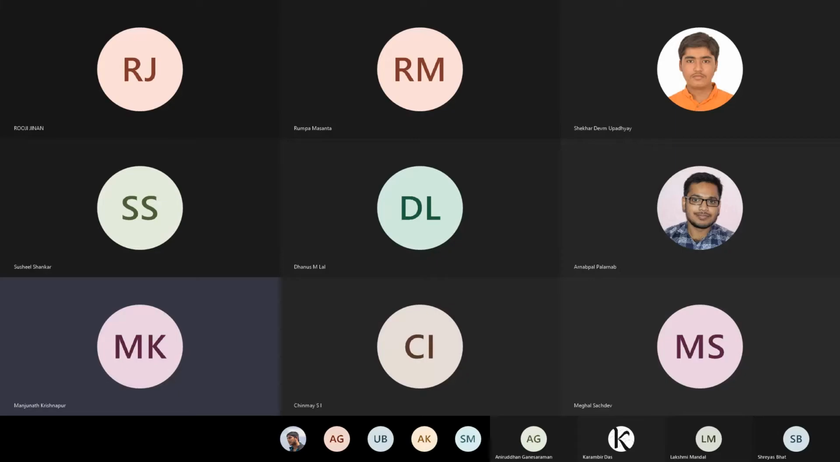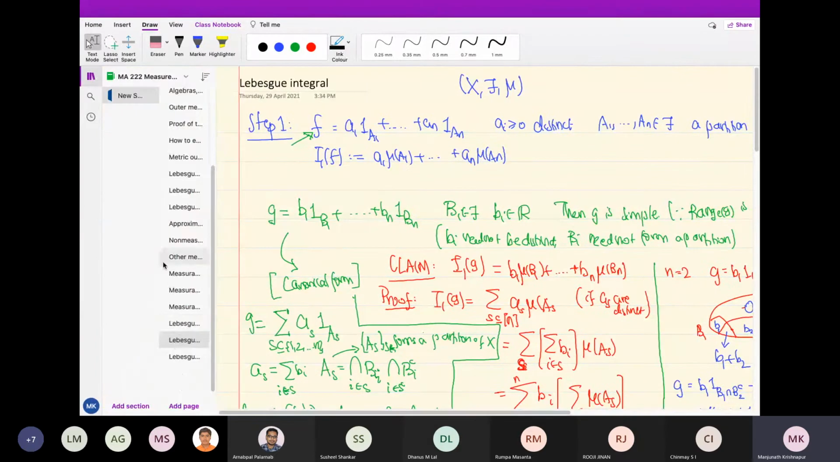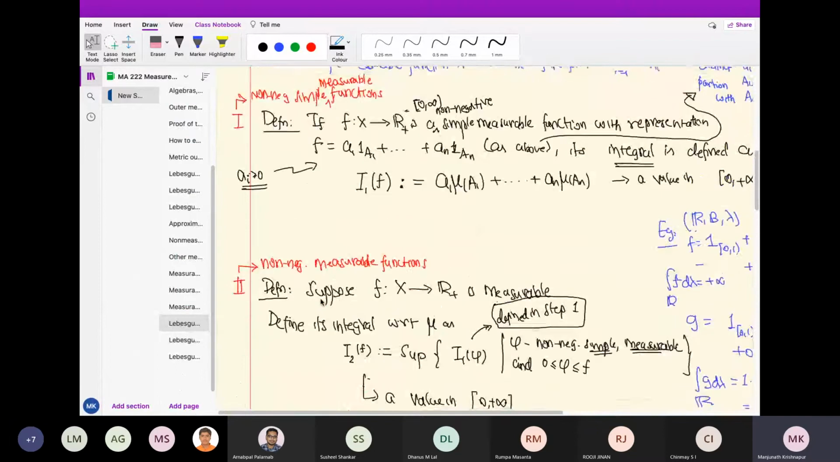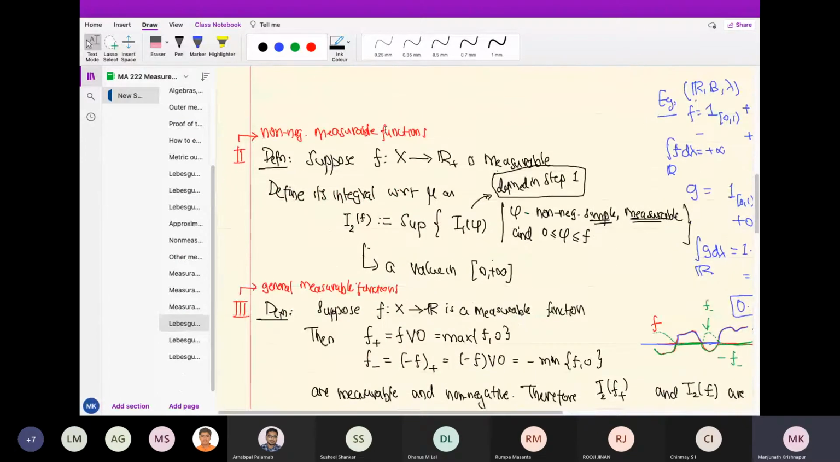Okay, so what is it that we are doing? We were doing Lebesgue integration. Let me go one page previous. Lebesgue integration is constructed in three steps. First step, for non-negative simple measurable functions. Then for non-negative measurable functions.